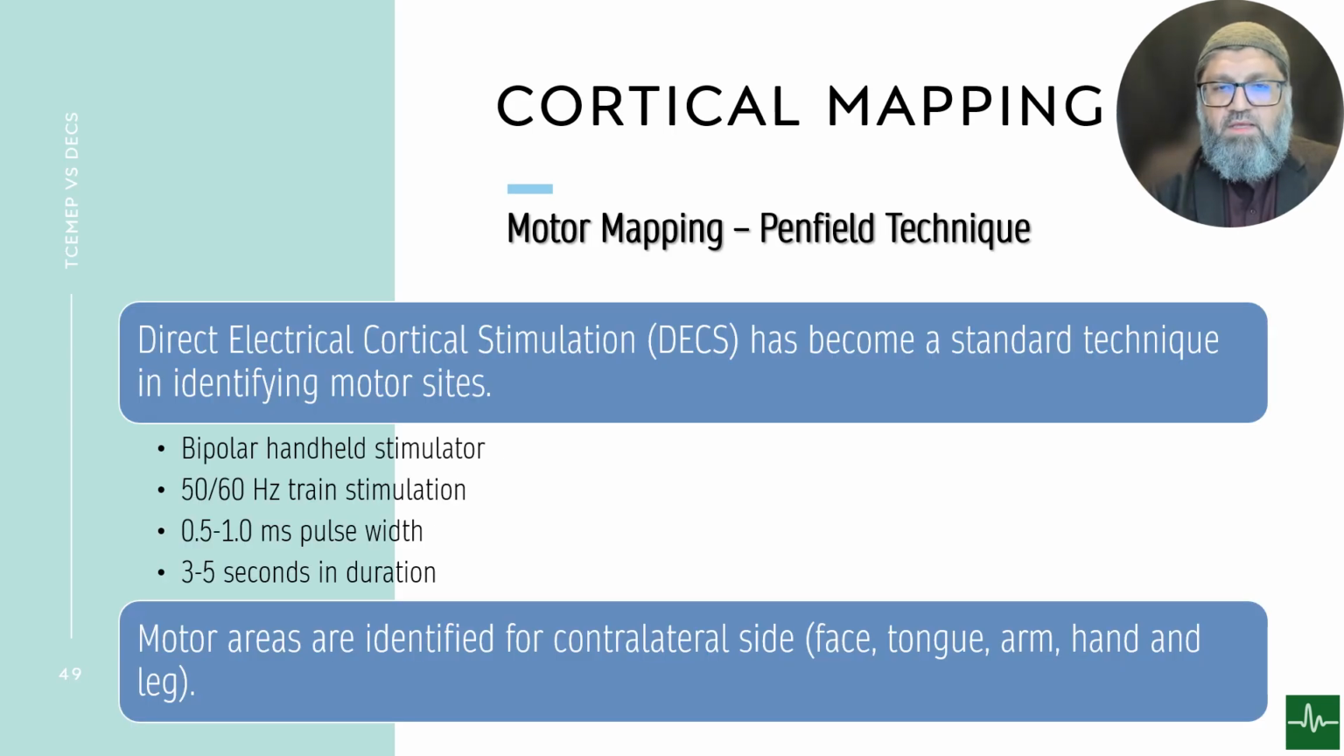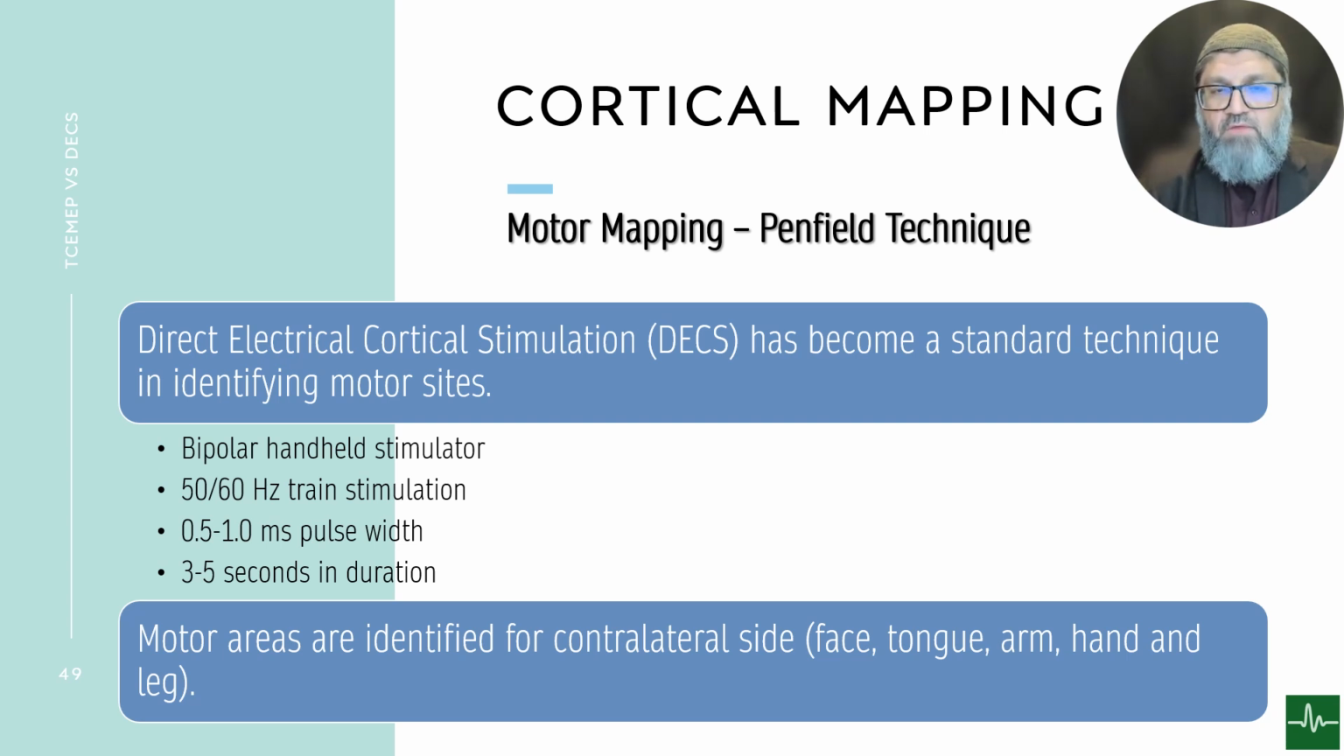So here we can see the technique for the Penfield method. For the Penfield, we use a bipolar ball tip probe. We use either 50 or 60 hertz stimulation. The pulse duration is 0.5 to 1 millisecond, or 500 to 1000 microseconds. You can use a lower one if the patient has a risk of seizures. You can start from 200 or 300 microseconds and then go up. The duration of stimulation is about 3 to 5 seconds of continuous stimulation. So if you're doing 50 hertz for 5 seconds, that's 250 stimuli.